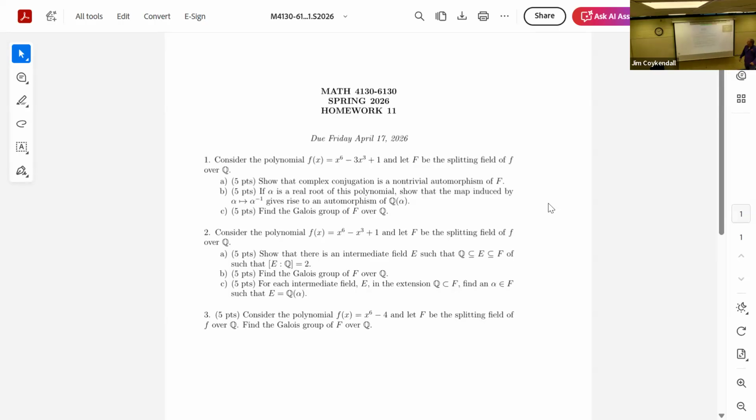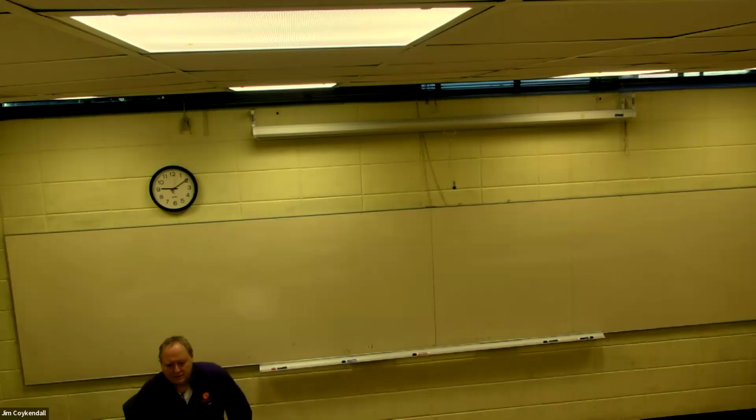And finally, consider the polynomial x to the 6 minus 4, and let F be the splitting field of f over Q. Find the Galois group of F over Q. Okay. So, actually, I think they'll be kind of fun. Okay, any questions?